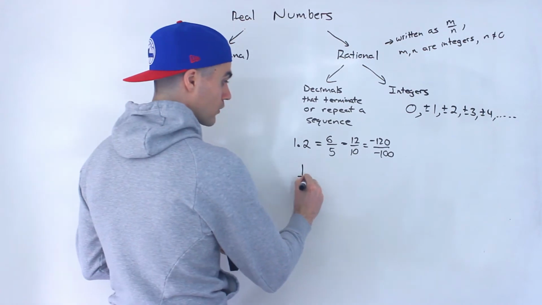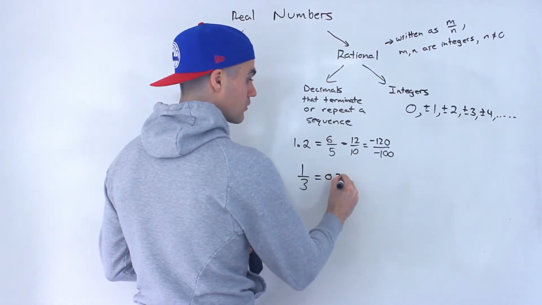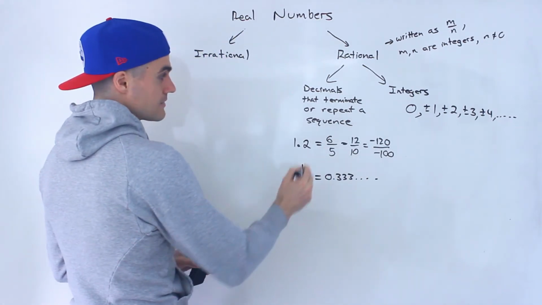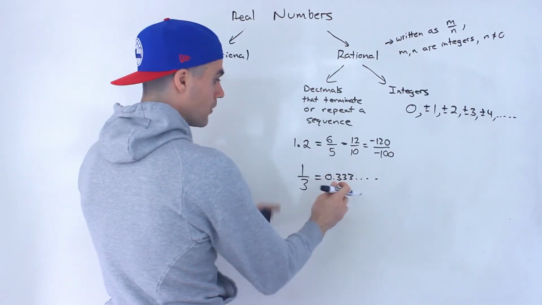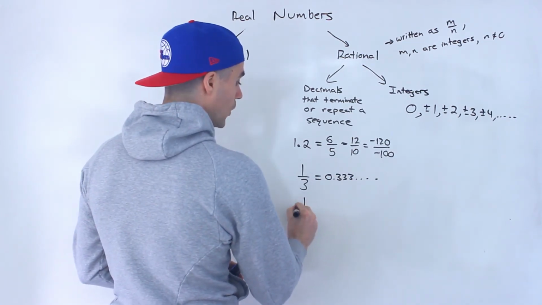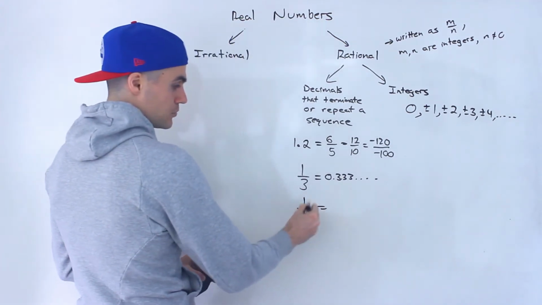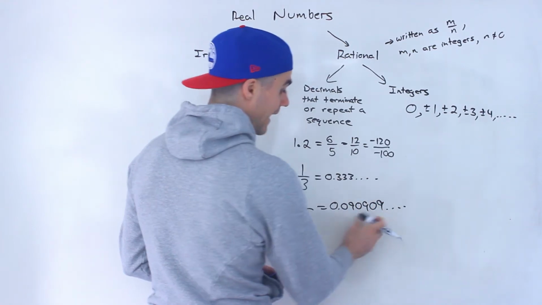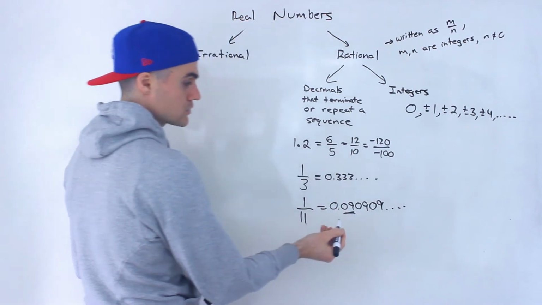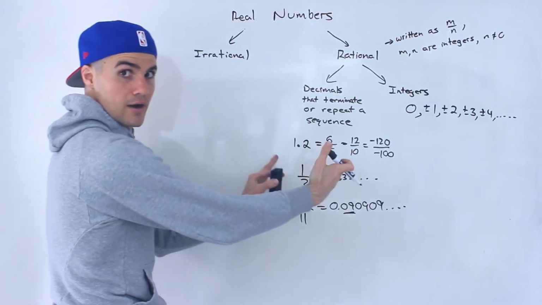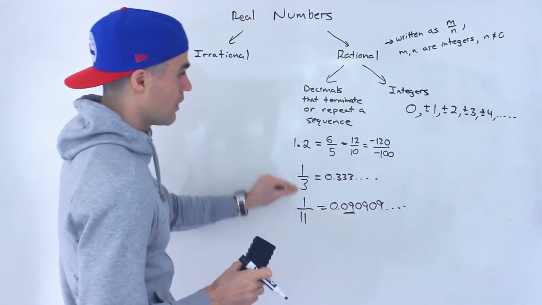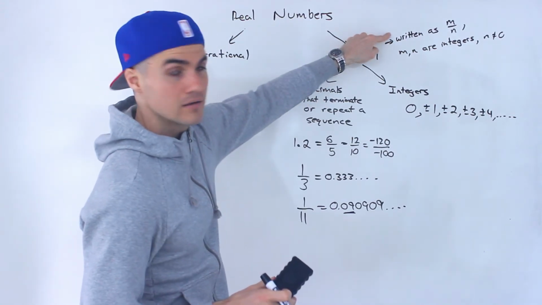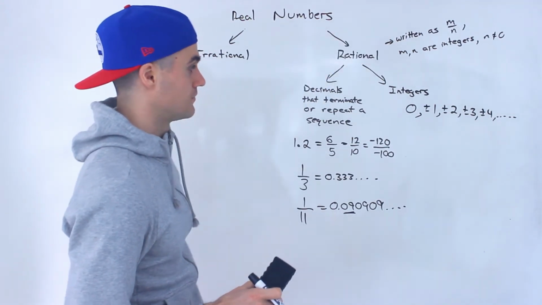We went over 1 over 3, right? That would be 0.333, which just repeats a sequence forever. And the sequence doesn't necessarily have to be the same number. It could be multiple terms. So for example, like 1 over 11, if you plug that into your calculator, you would get 0.090909, and then that sequence repeats. So notice that that sequence is 2 terms. And you can have more than 2 terms that are repeating. So basically any decimal that repeats a certain sequence until infinity can be written as a fraction, m over n.